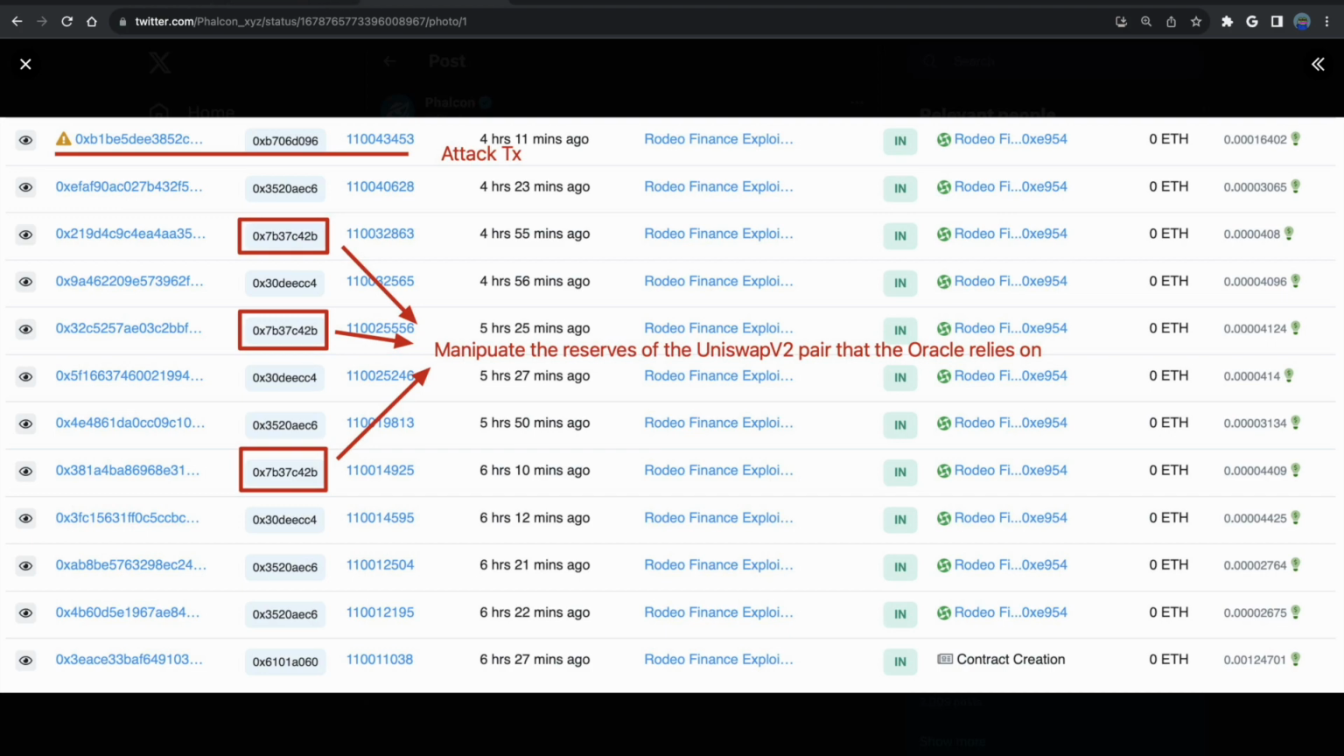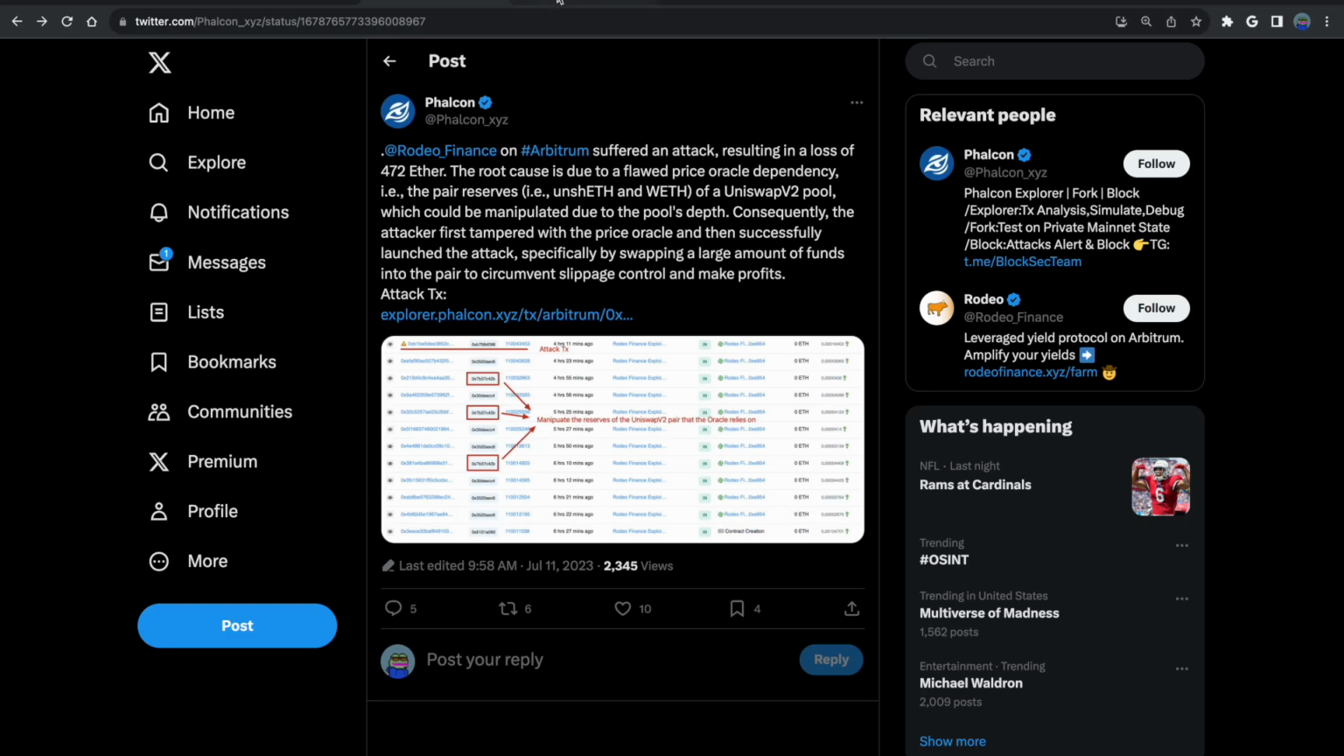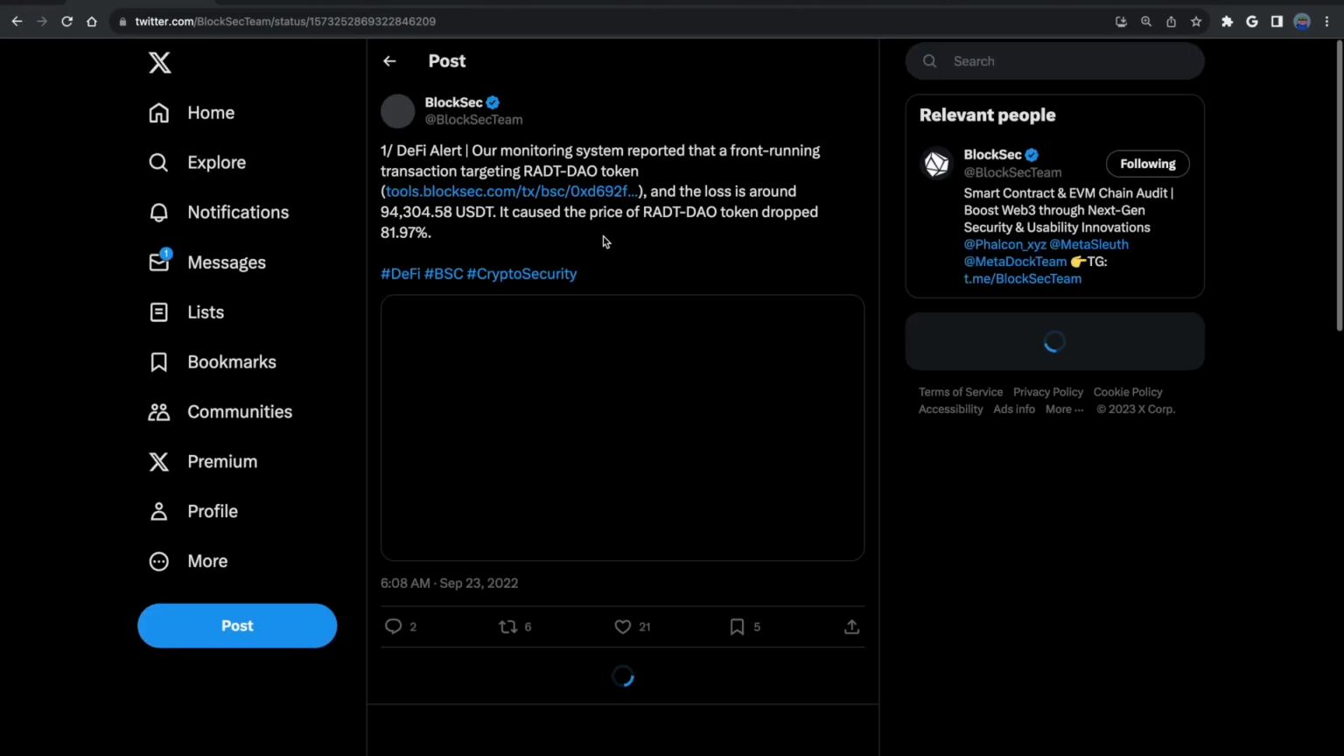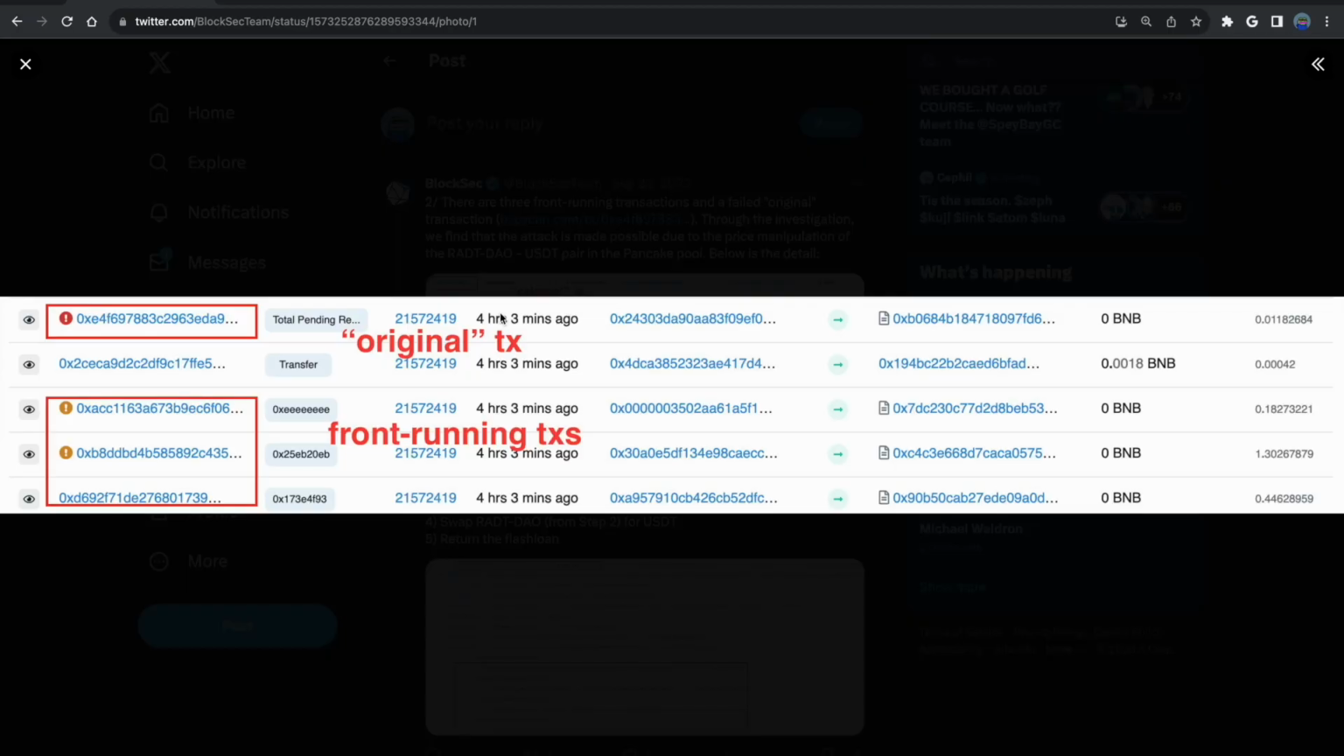So you can take a look at this. Very interesting stuff. Very interesting way for this to happen, as we can see right here. So here's the original attack transaction, and then these are the front running transactions. Very, very interesting example where front running was used to essentially exploit an exploiter. You should take a look more into this.